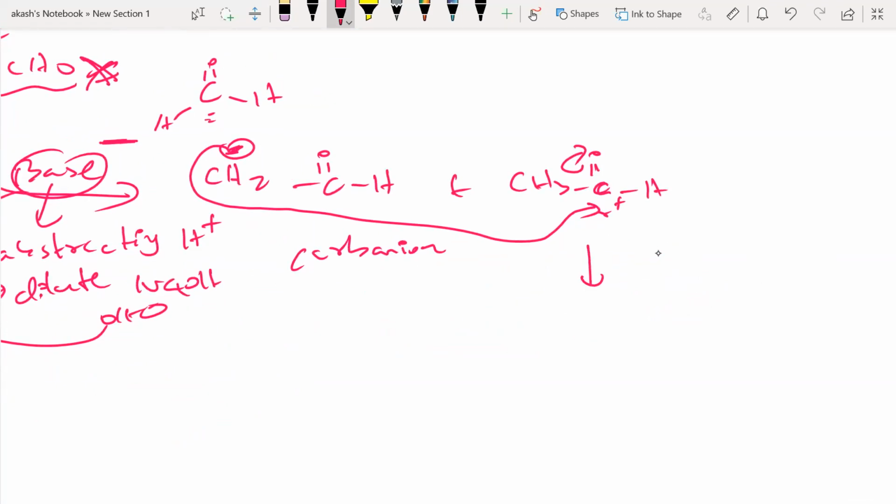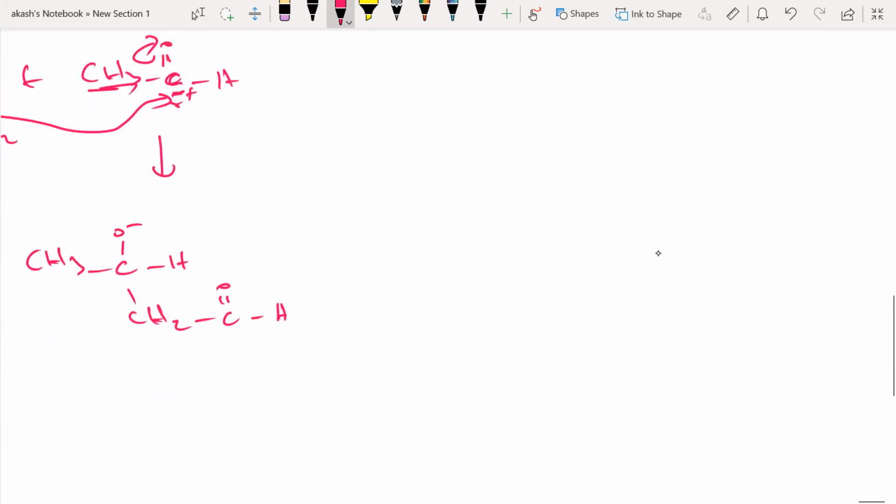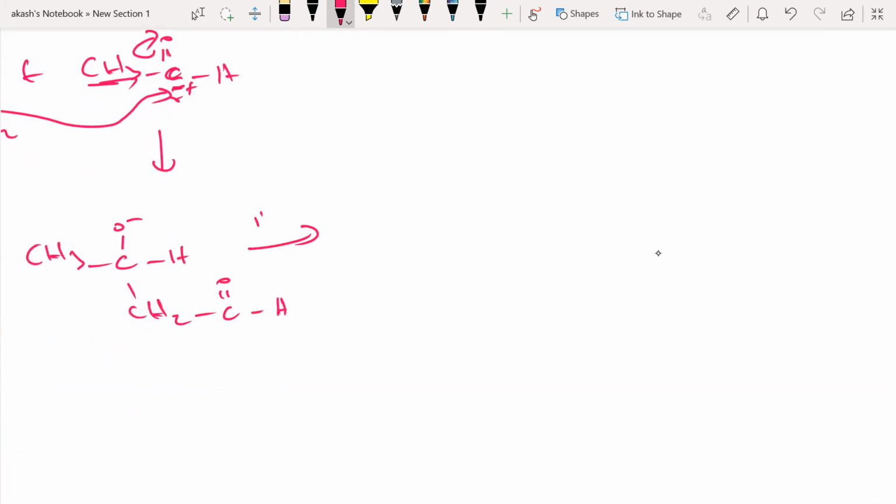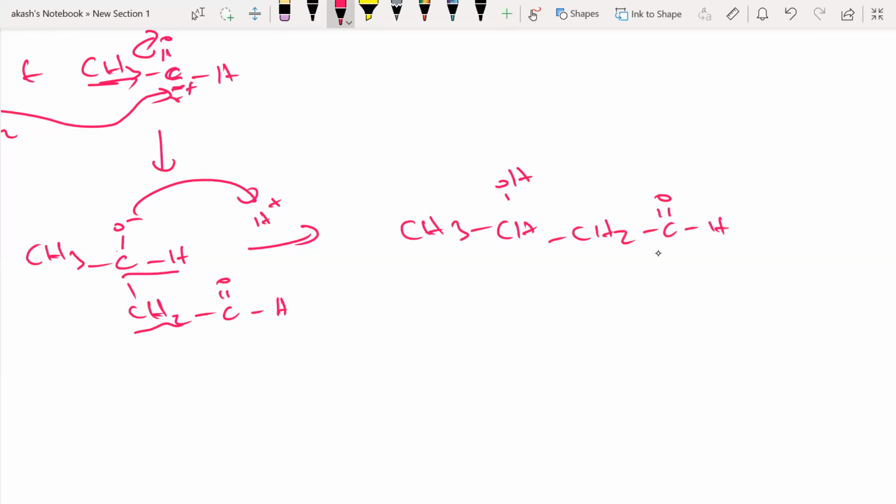So now what is going to happen next? Let me start with the CH3, and it is having a CO minus and a H. And this carbon is attached to this carbon now, CH2, C double bond O with a H. Very simple, right? Now what are we going to do? You add a H plus to this O minus. So we are going to have CH3, CH, OH, and that is attached to CH2, C double bond O with the H.